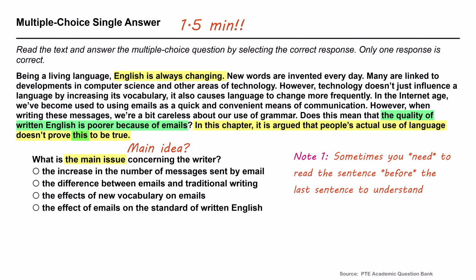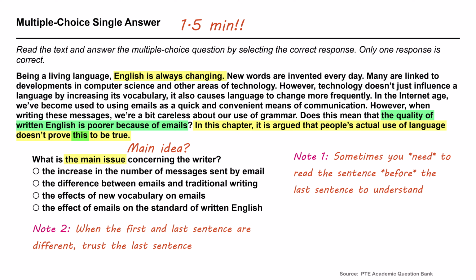Now, in simple English, you can understand that the last sentence means this chapter will argue that emails are not making written English worse. So do the first and last sentences match? Not exactly. So which one is the main idea? If the first and last sentence are different, trust the last sentence. Okay, so let's look at the multiple choice options. Which one is closest in meaning to the main idea? And that is D, the effect of emails on the standard of written English.